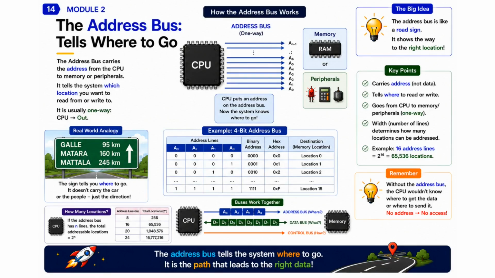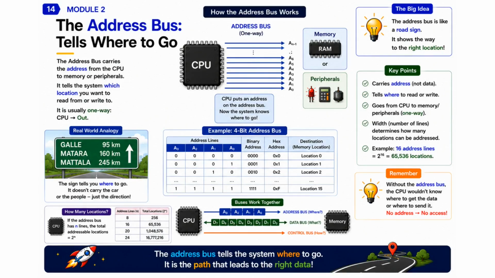Another important concept is the number of address lines. If a system has n address lines, it can access 2 to the power of n different locations. For example, with 4 address lines, we can create 16 different addresses, from 0 to 15. With 16 address lines, we can access 65,536 different locations. And with 24 address lines, the number becomes more than 16 million locations. So the wider the address bus, the more memory and peripherals the system can manage.